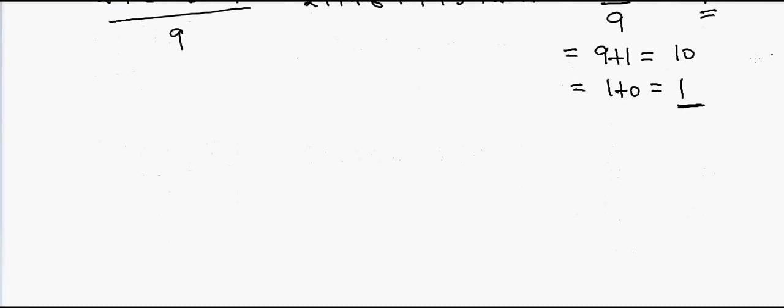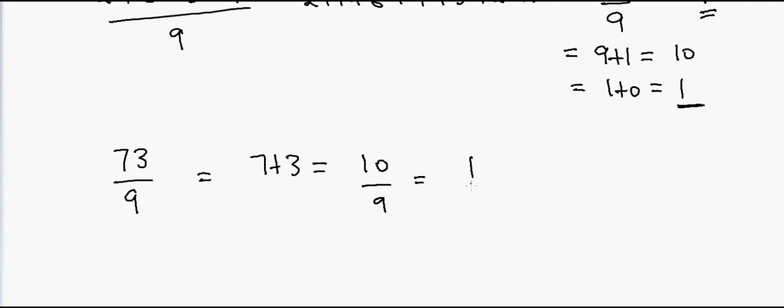Another example, a much easier one: if I have 73 and I want to divide by 9. So we know that 7 plus 3 is equal to 10, and if I divide it by 9, my remainder will be equal to 1.